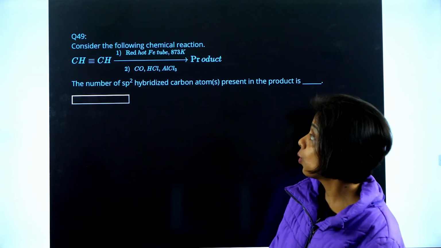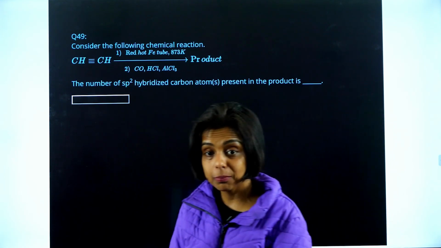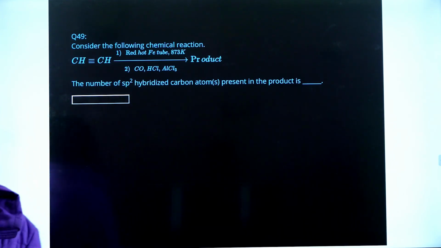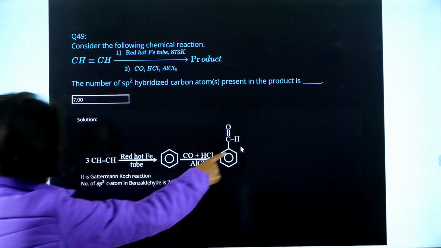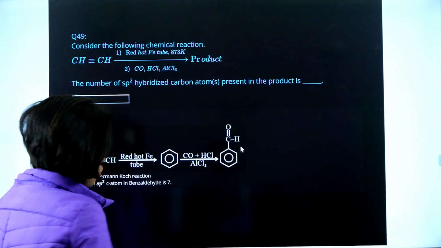Which, with CO, HCl, AlCl3, what will be formed, guys? What will be the product? Then only you can count the number of sp2 hybridized carbons. CO, HCl, AlCl3 gives an aldehyde. Yes, so you will get aldehyde, the Gattermann-Koch reaction.